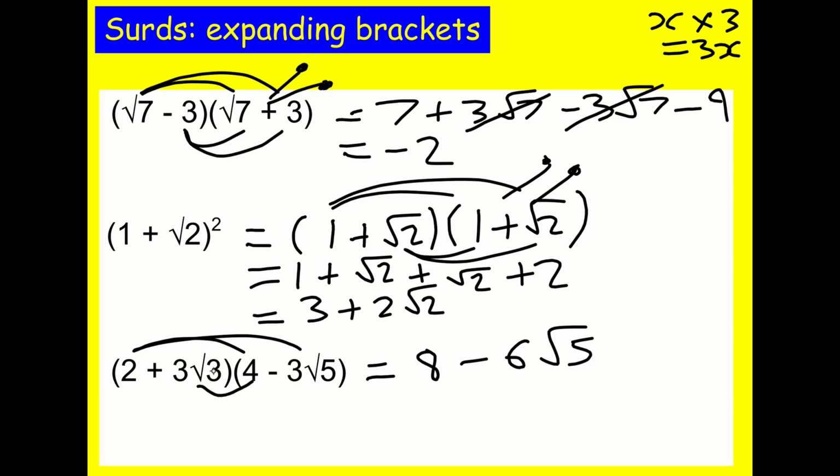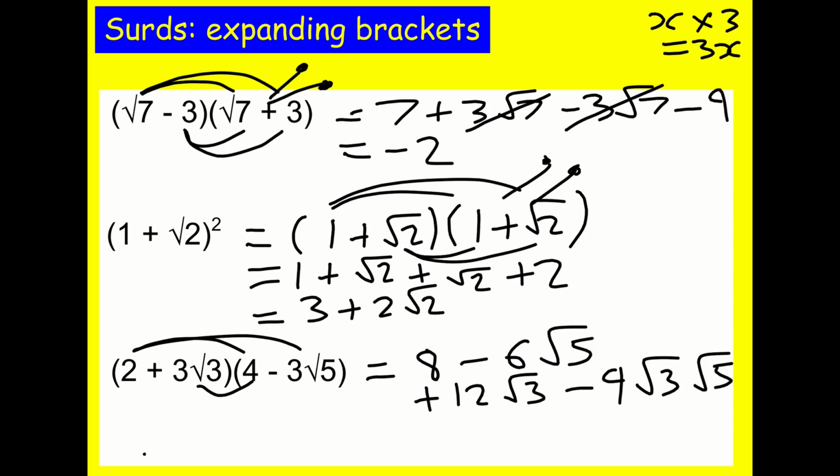I've got 3 root 3 times 4. That's going to give me plus 12 root 3. Okay, I've multiplied the 4 by the 3. And then the last one, I've got 3 root 3 times minus 3 root 5. So I'm going to do 3 times minus 3, which is my minus 9. And I've got my root 3 and my root 5 in there.